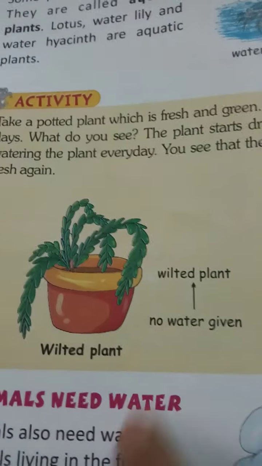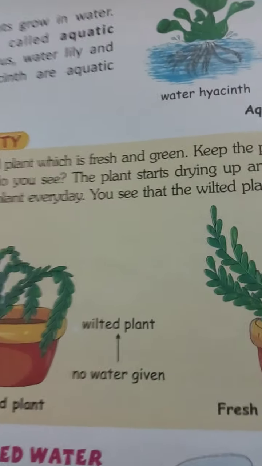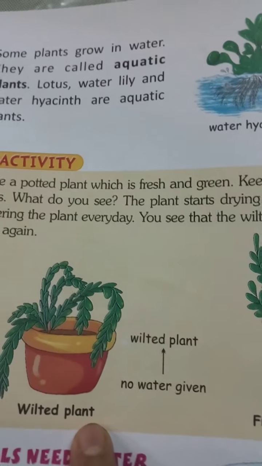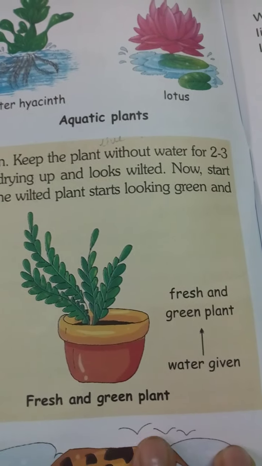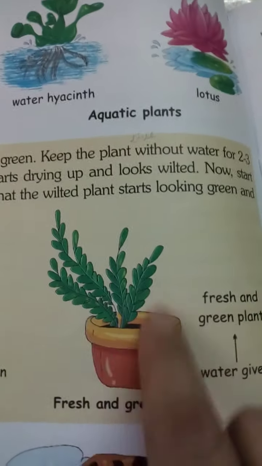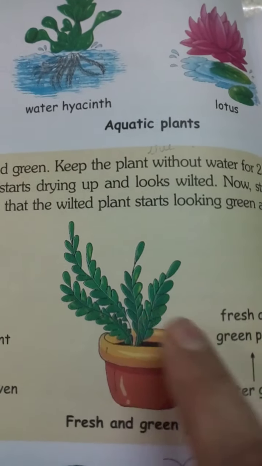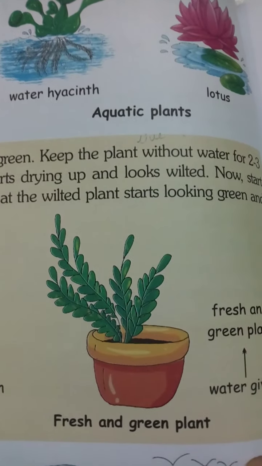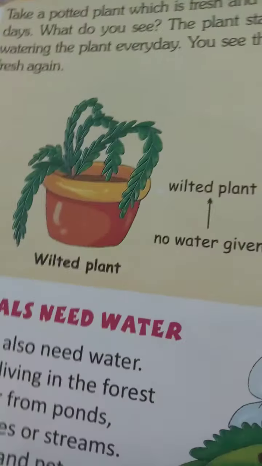without water, a plant wilts. A plant wilts without water. Okay. In the presence of water, air and sunlight, this plant remains fresh and green. And come to the next. You can see this better.